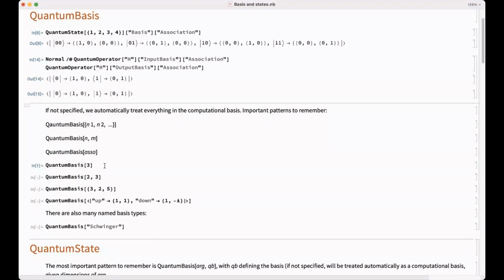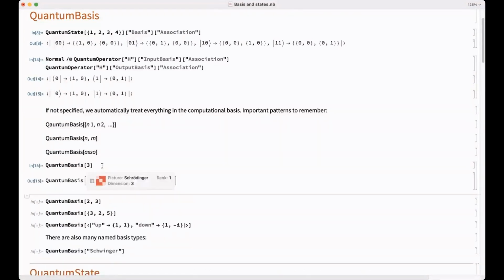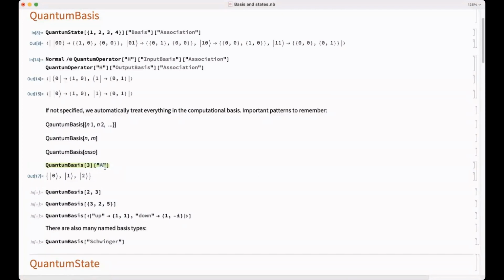So okay, we'll just go ahead and create some other types of bases. For example, if you just provide an integer, that's how you can create bases by yourself without underlying states or operators. So it's a three-dimensional basis. It means now it has 3 associated names with 3 corresponding representations, right?